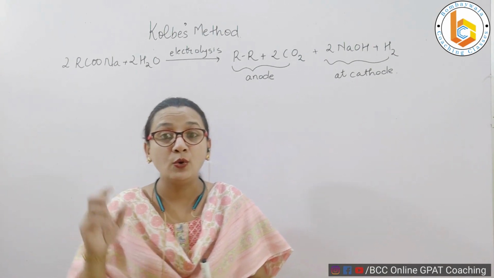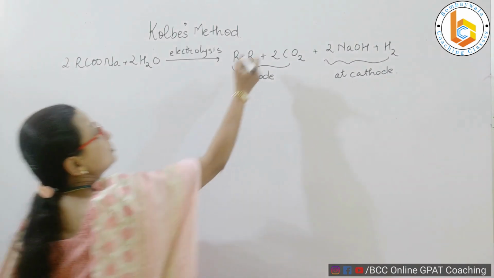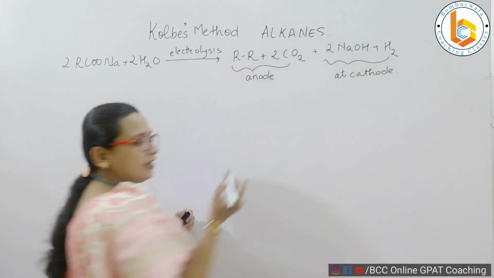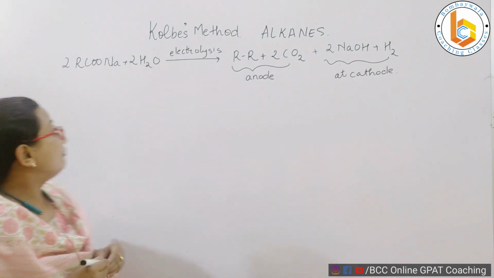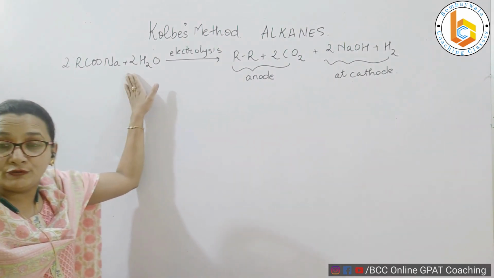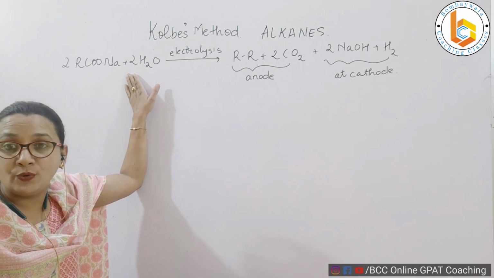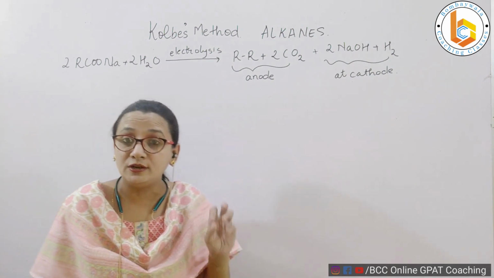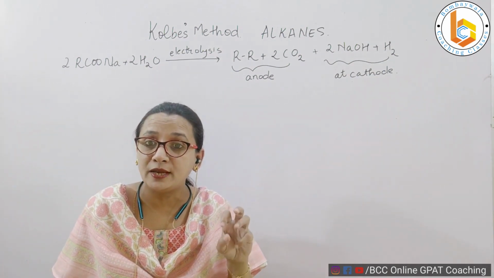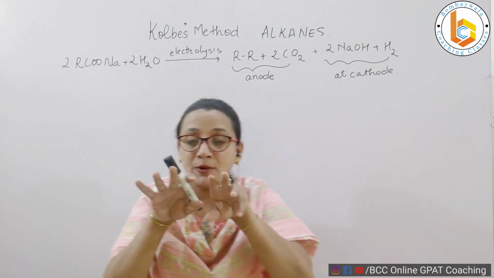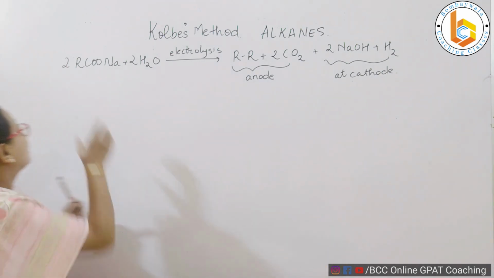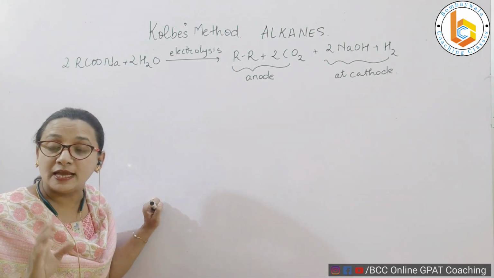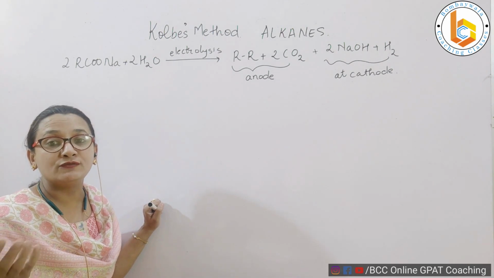So let us start with Kolbe's method for preparation of alkanes. It is a very unique named reaction wherein sodium salt of carboxylic acid, RCOONa, reacts with water. This reaction is very unique because here electrolysis is going to take place. That means the compound is going to break down. This compound RCOONa, sodium salt of carboxylic acid, is going to break down in presence of the electrodes.